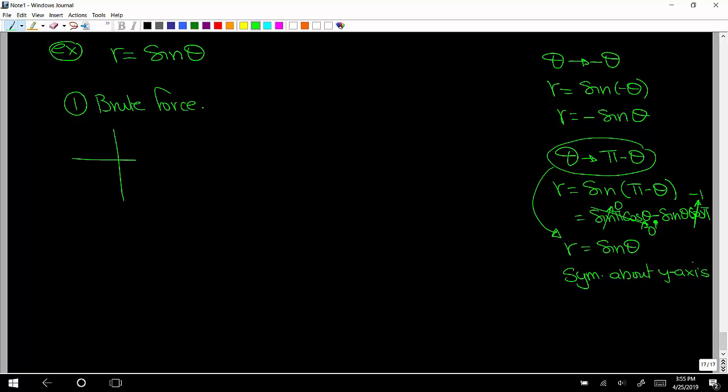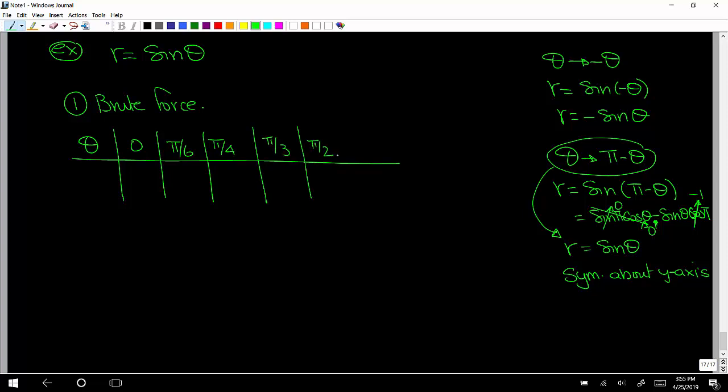By that I mean we're just going to pick some thetas, and we'll pick the nice angles 0, pi over 6, pi over 4, pi over 3, pi over 2, and so on, and we'll find r. So sine of 0 is 0, sine of pi over 6 is 1/2, sine of pi over 4 is square root of 2 over 2, then you get square root of 3 over 2, and then you get 1. Now I'm going to stop here because I want to see what happens so far.